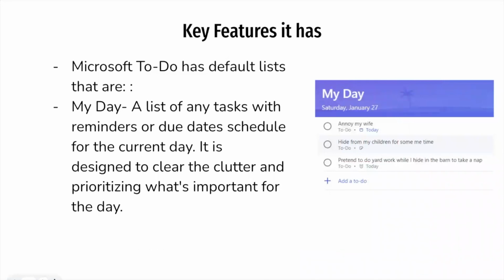Also, Microsoft To Do has default lists that include My Day, which is a list of any tasks with reminders or due date schedule for the current day. And it's also designed to clear the clutter and will help you to prioritize what's important for the day as well. So here's just a fake example of a to-do list. It says annoy my wife, hide from my children for some me time, and pretend to do work in the yard while I hide in the barn to take a nap. So, I mean, this probably isn't typical for many of us to be our daily tasks, but you can see the functionality of Microsoft To Do. If you want to add another item, then you can just click on Add To Do just at the bottom there.